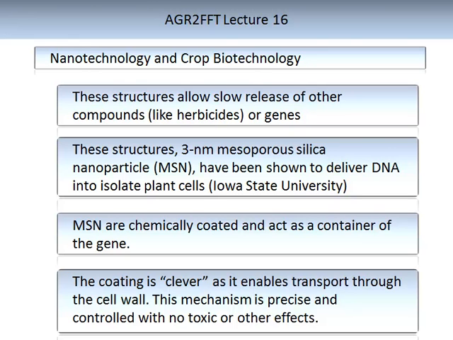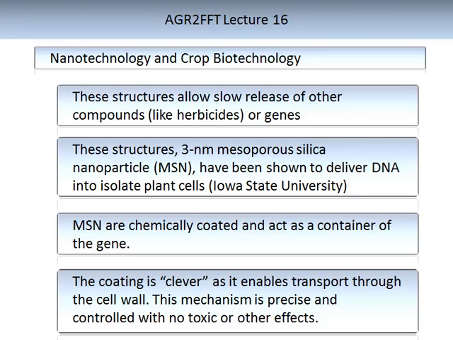Nanoparticles can serve as what you might call a magic bullet. They can contain a herbicide, a chemical, or a gene, which target particular plant parts to release their content. These structures allow slow, controlled release of the compound. The structure itself is a 3 nanometer mesoporous silica nanoparticle, or MSN for short. They have been shown to deliver DNA into isolated plant cells by Iowa State University scientists.